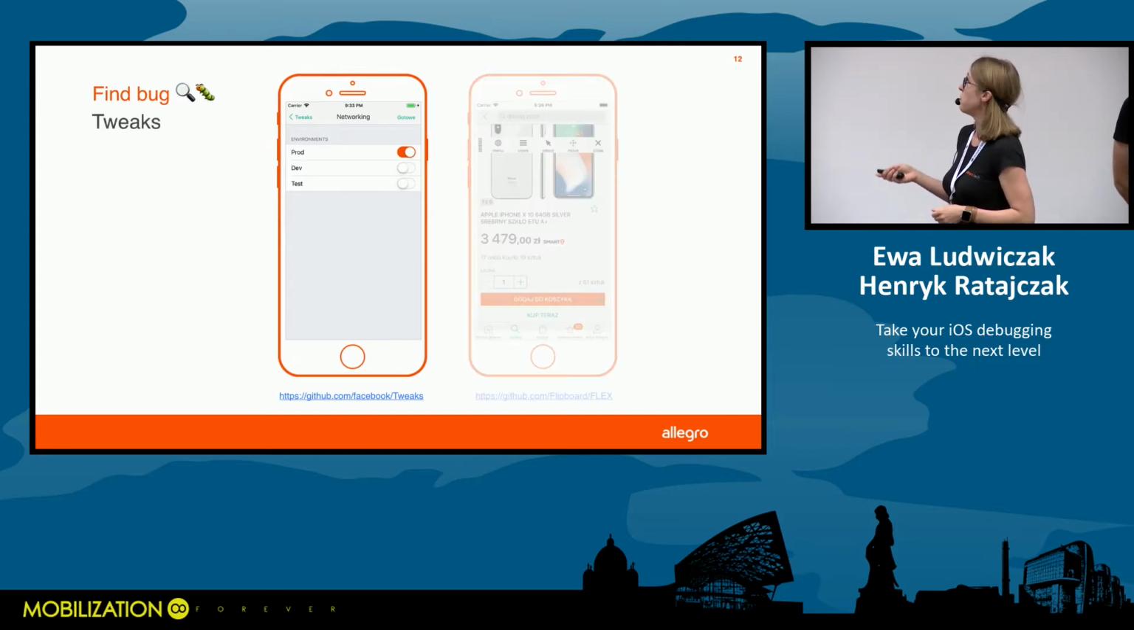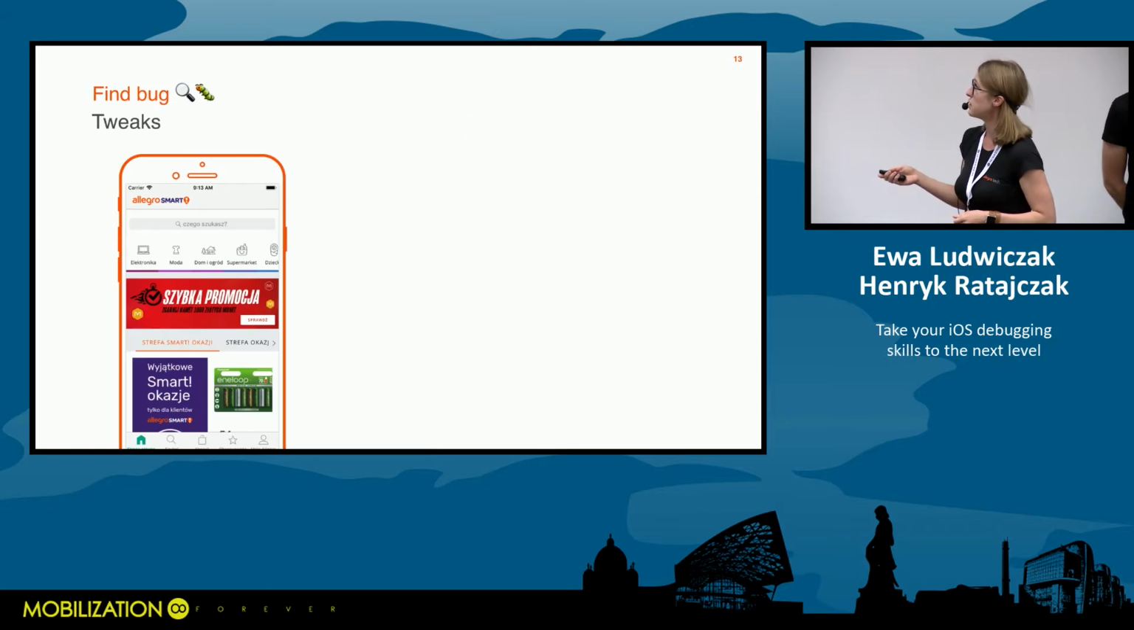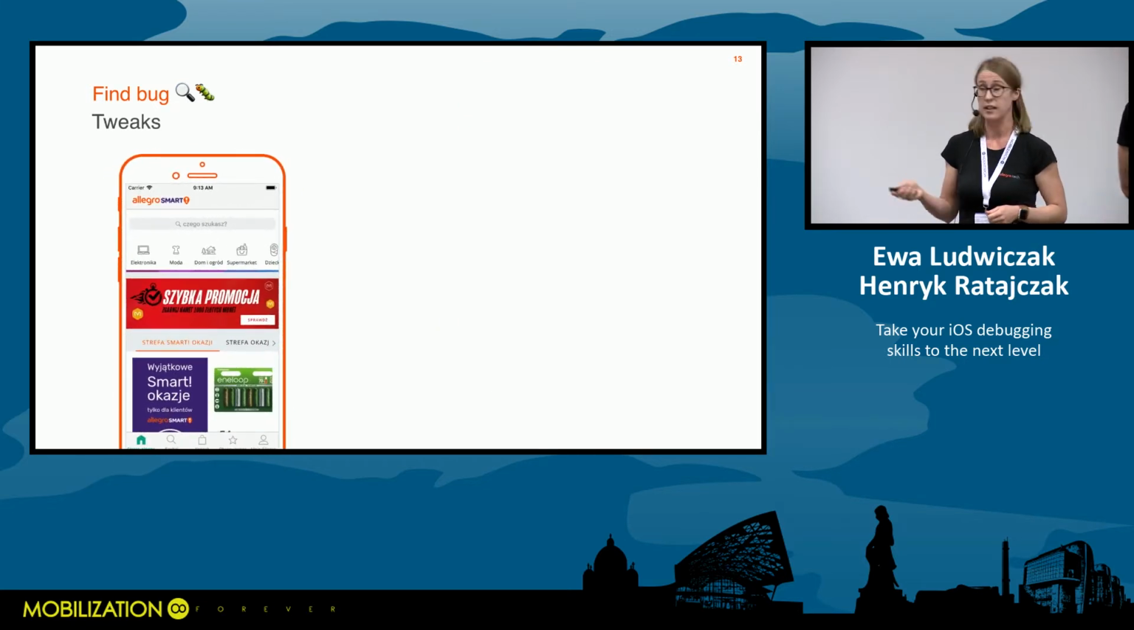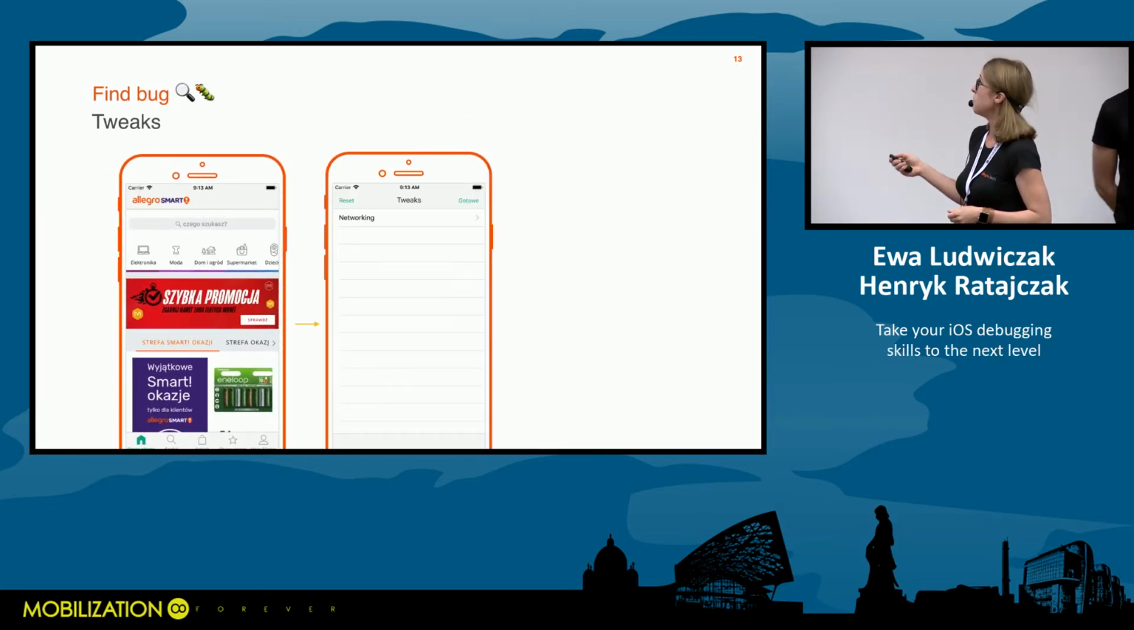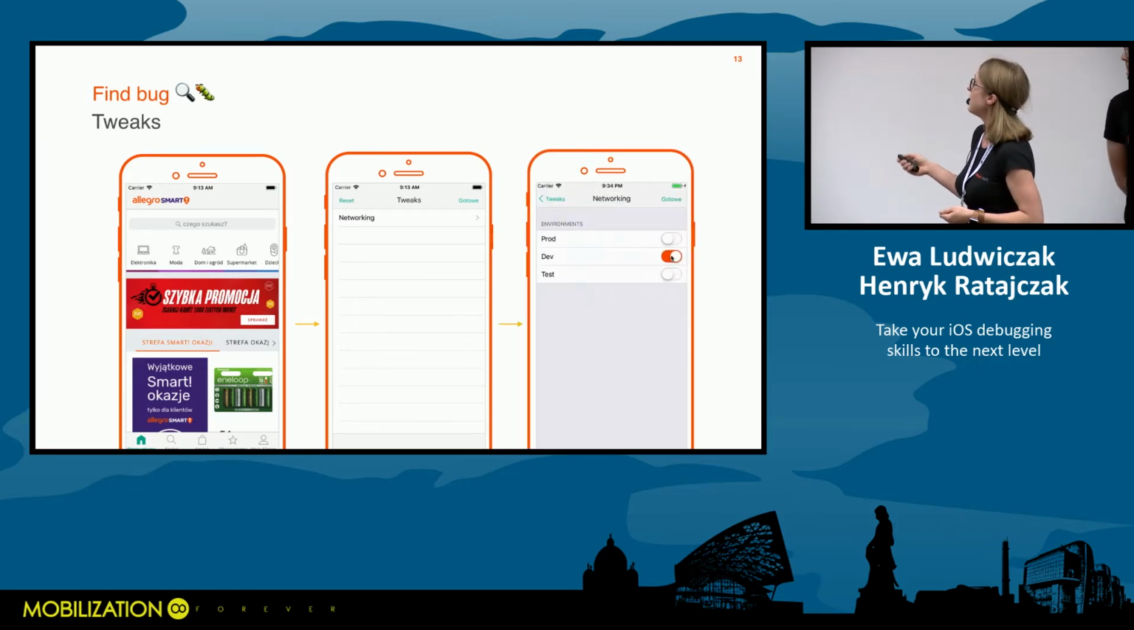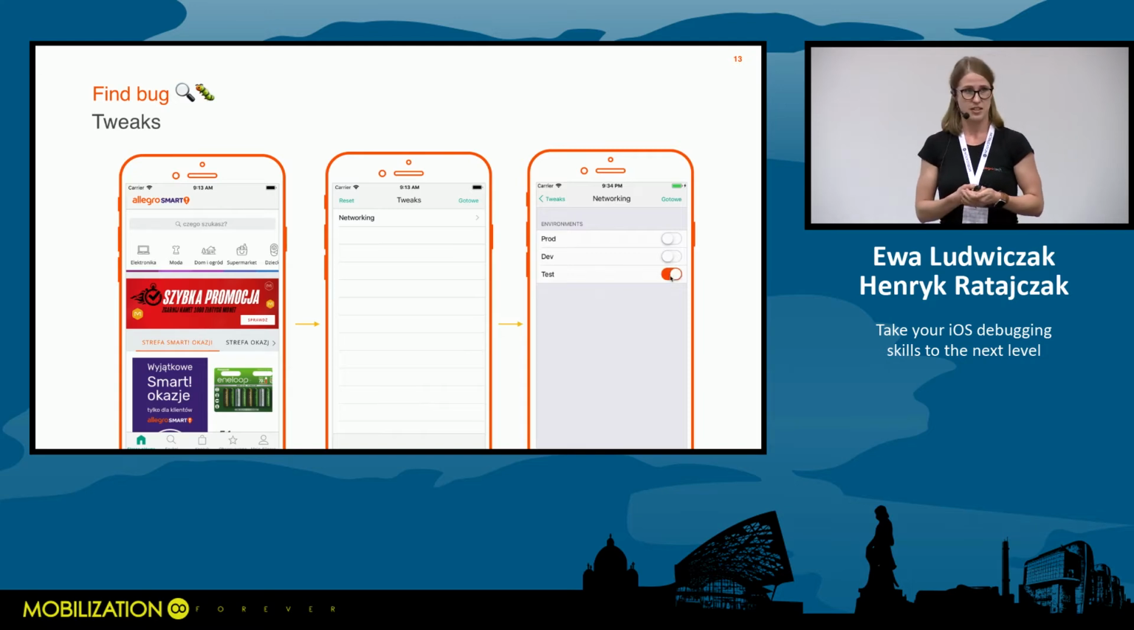So let's talk a bit more about Twix. As we already know, it's available after shaking the device. Then the view with a cell with the label Networking appears. This is a case of our application. And then the custom view with some adjustable values appears.